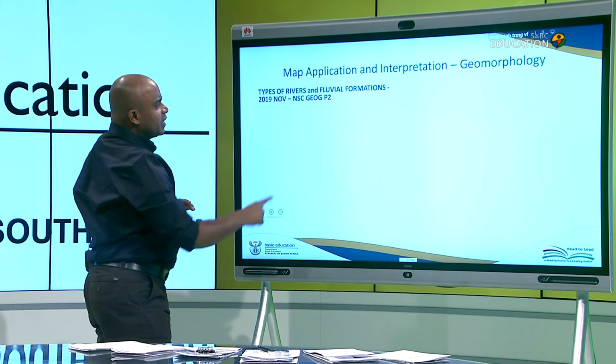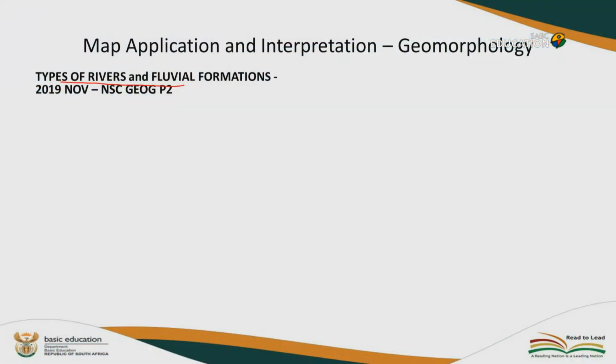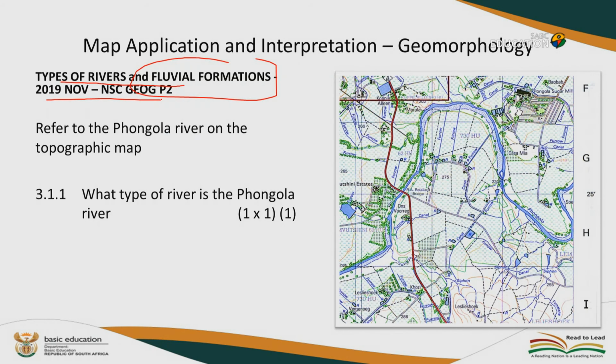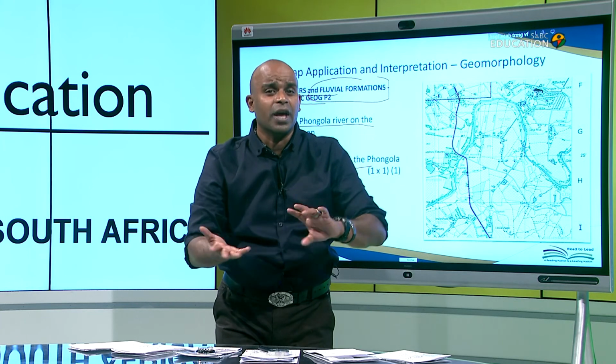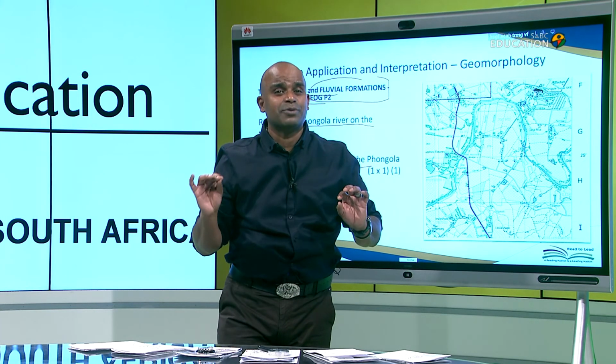Moving on to the next one, in 2019, on the map of Pongola fluvial formations, let's look at what was being examined. In this particular one, it refers to the map of Pongola on the topographical map. What type of river is the Pongola River? In your theory, you've examined types of rivers, and you should note the following. You can only have 3 types of rivers.